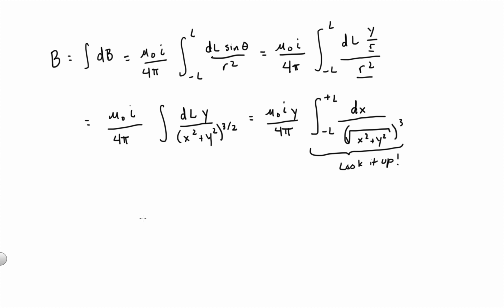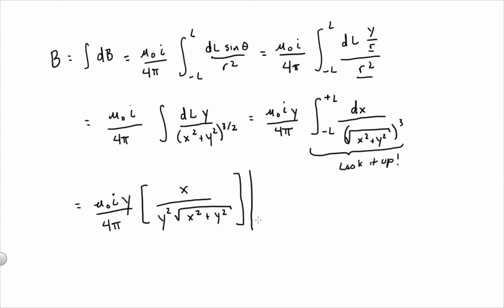And when we do that, we find the following in our integral table or Google or wherever else you want to look for that integral. Here's the term that was sitting outside. And this integral evaluates to x over y squared times the square root of x squared plus y squared. And we are going to evaluate this at x minus L and x plus L.